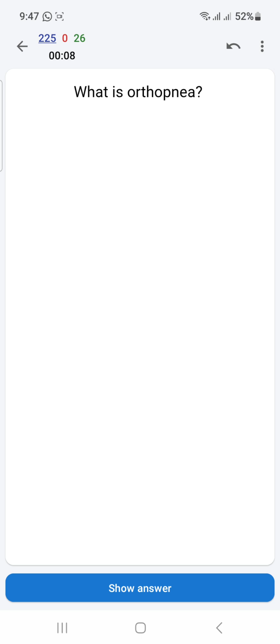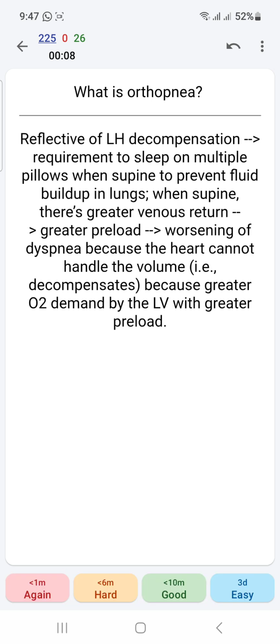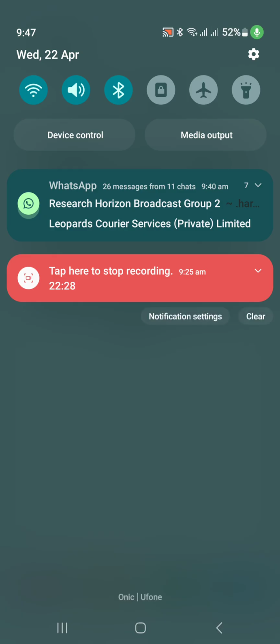Shortness of breath. Reflective of LH decompensation. Requirement to sleep on multiple pillows when supine to prevent fluid buildup in the lungs. When supine, there is greater venous return, greater preload, and worsening of dyspnea because the heart cannot handle the volume. That is, it decompensates because of greater oxygen demand by the LV with greater preload.